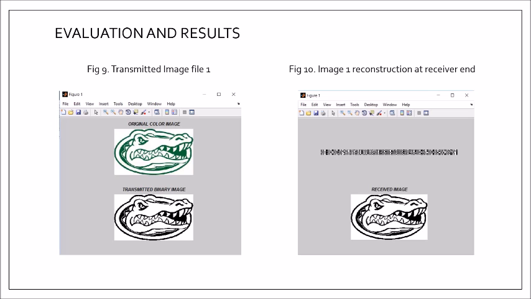These are some results obtained from our experiment. We have done this for over 3 image files, and this is the output for one image file. As can be seen, the transmitted image file is first binary converted and it is reconstructed using the despread code at the receiver end to obtain the original image.